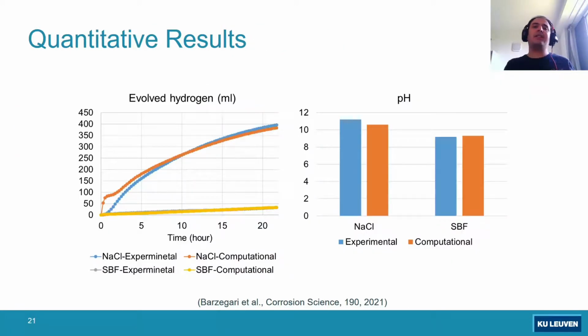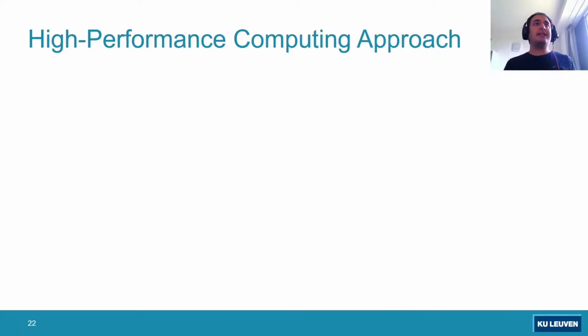And from the quantitative perspective, we have compared the side corrosion product formations, in this case evolved hydrogen, as well as change of pH with the experiments, with the dedicated experiments that were performed with the computational models. And you can see that they are in a good agreement, actually. Okay, as I said, this has been achieved using HPC, because otherwise the simulation could have taken ages to complete.